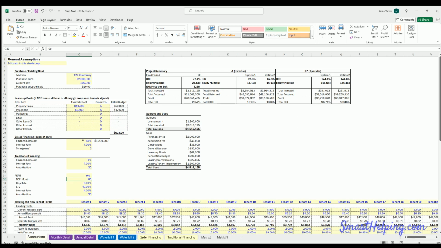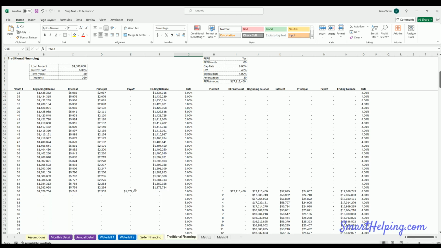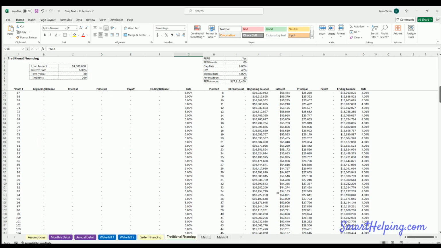The other option you could do is a traditional finance, like a regular mortgage. Let's say this is 75% at a 5% rate for 30-year amortization. We can still refinance that. So if we go to the traditional waterfall or financing, you get your initial loan, you're paying principal and interest, then in month 60, we're going to refi. Okay, we refi at some higher amount, hopefully a lower interest rate, and then you go from there.